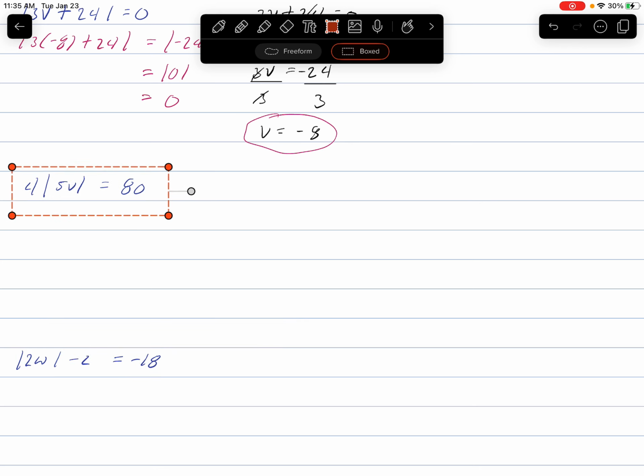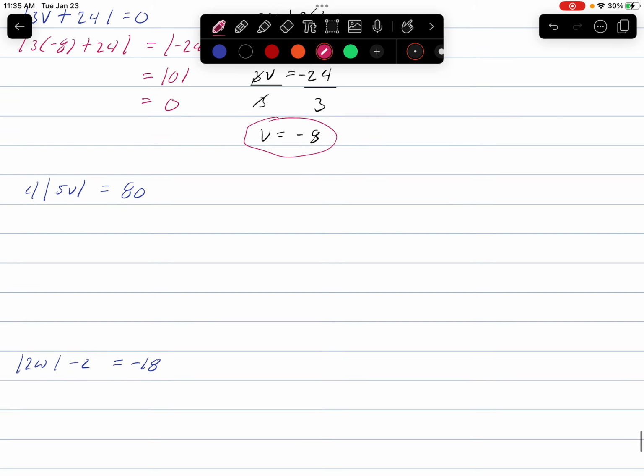Okay, now let's look at this one. Here we have 4 times the absolute value of 5v is equal to 80. So anytime you have an equation involving absolute values, you want to try and isolate that absolute value by itself before you set it up for both the positive and the negative that you're trying to consider, okay? So let's see if we can isolate that first. So to do that, we're going to divide both sides of the equation by 4.